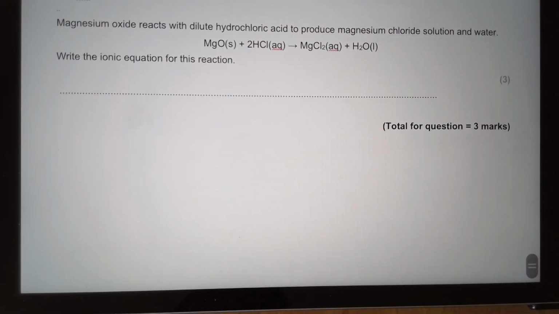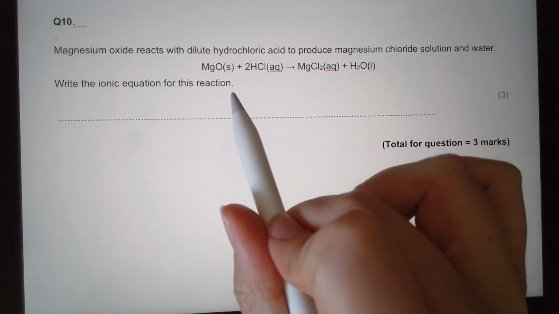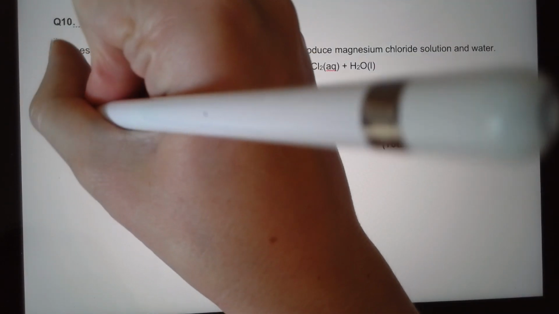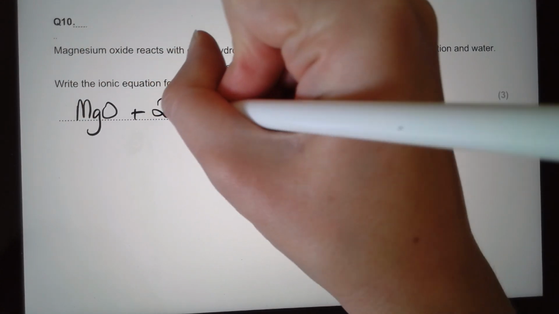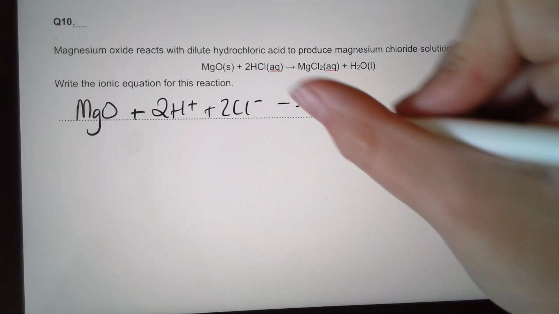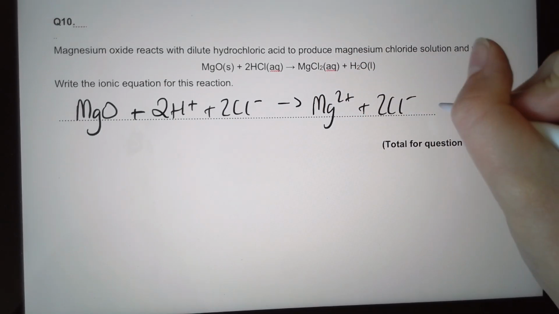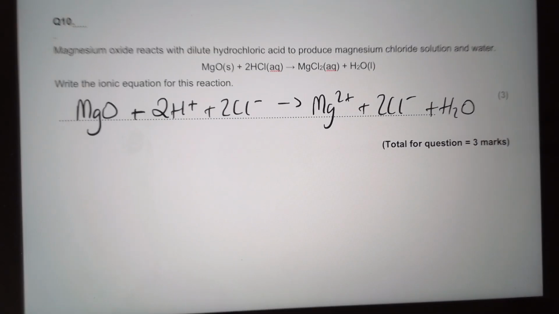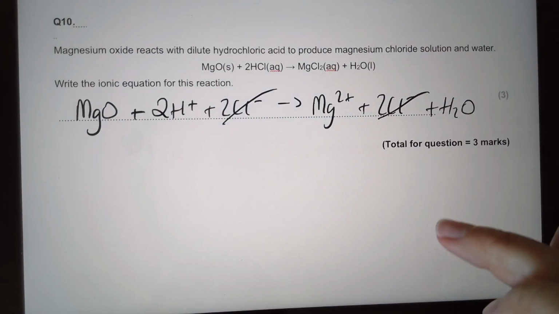Next one is more similar to what we've practiced. They've given you the full equation. They're asking you for the ionic equation. MgO is ionic, but it's solid, so it's not going to split. HCl is an acid, so it will split. MgCl2, ionic and aqueous, it will split, so I'm going to get Mg2 plus and 2Cl minus. H2O, covalent, no ions, stays the same. The Cl's will cancel, and what you're left with is your ionic equation.